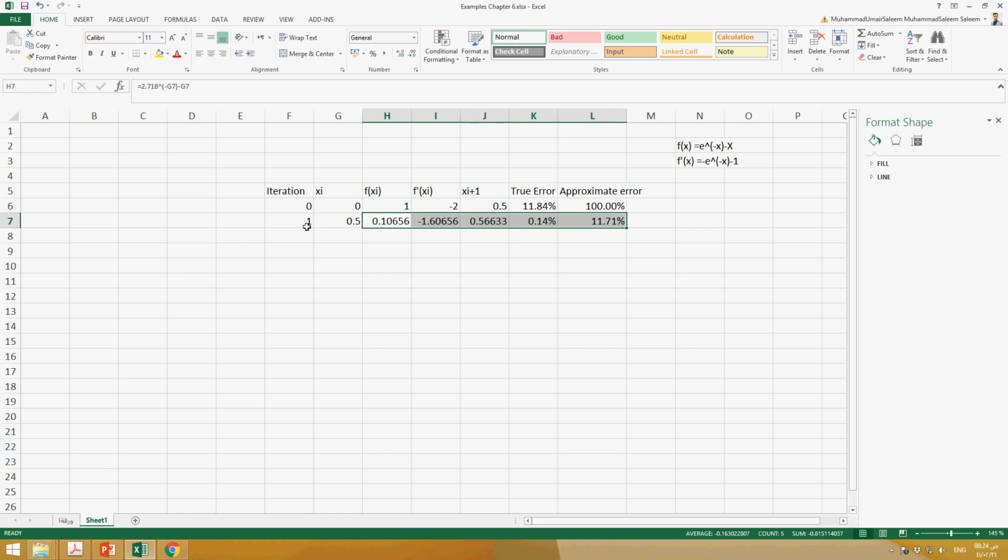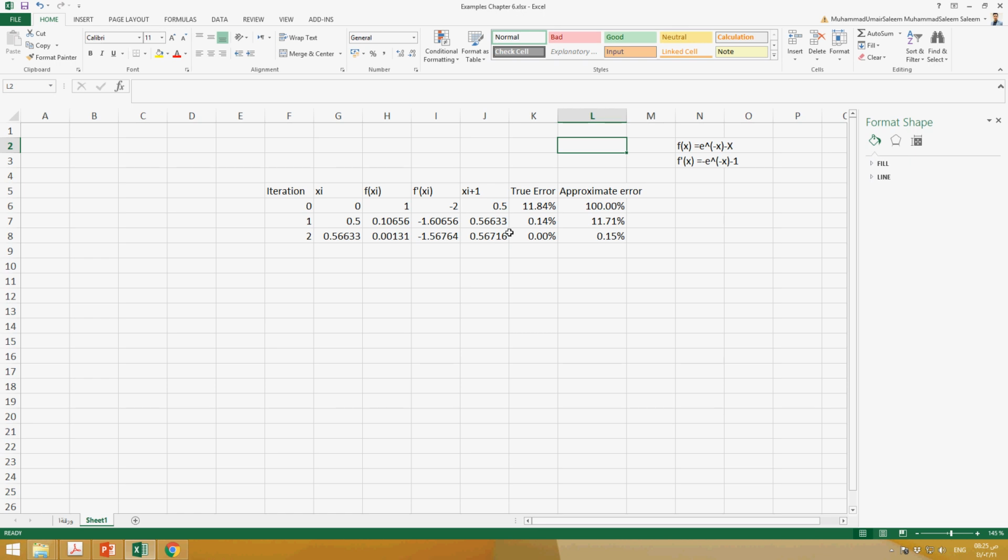I now copy paste this cell here, and let's see what happens. You can see in the third trial the values are very close to the true values. The values have almost converged. For example, it is 0.614 and the true value was 0.567 something. So up to 3 significant digits we have the same values of the root, which makes the solution close to the accurate one.